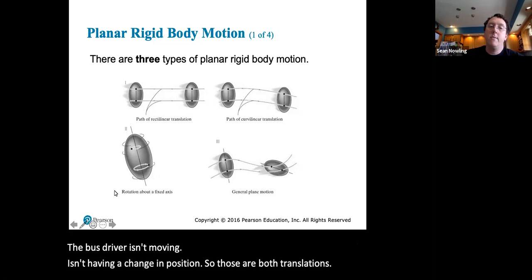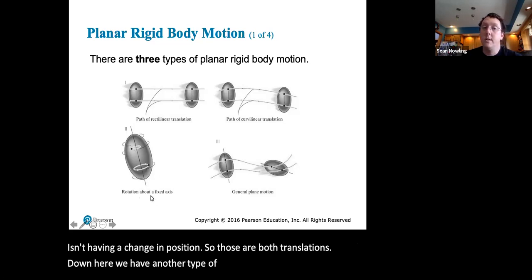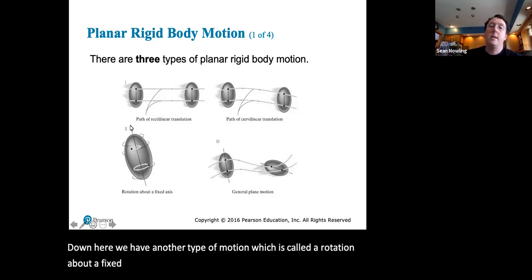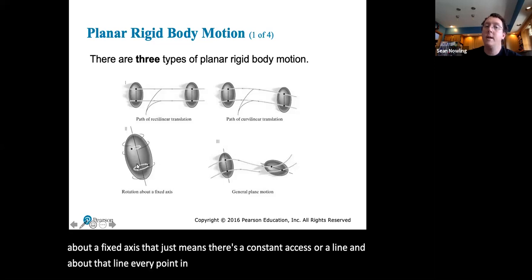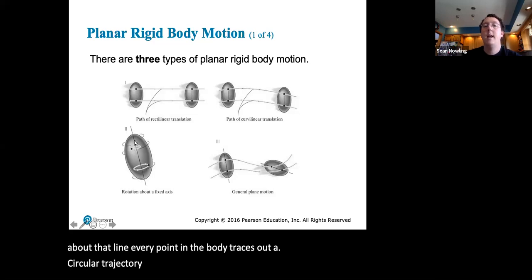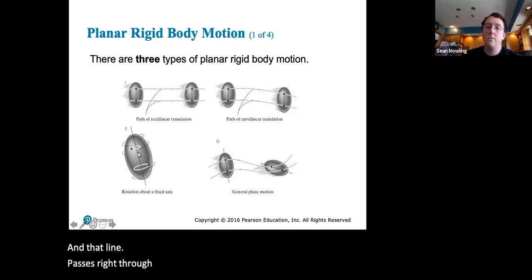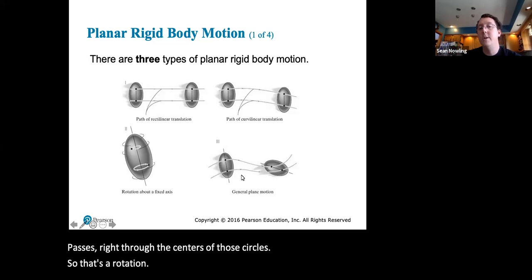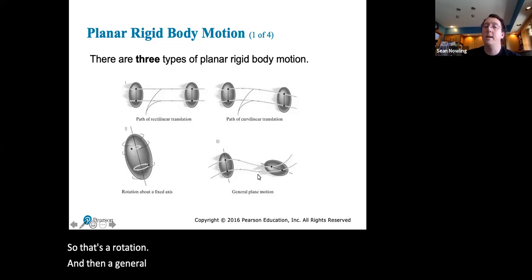Down here, we have another type of motion, which is called a rotation about a fixed axis. That just means there's a constant axis or line, and about that line, every point in the body traces out a circular trajectory or path. And that line passes right through the centers of those circles. So that's a rotation. And then a general planar motion is a combination thereof.